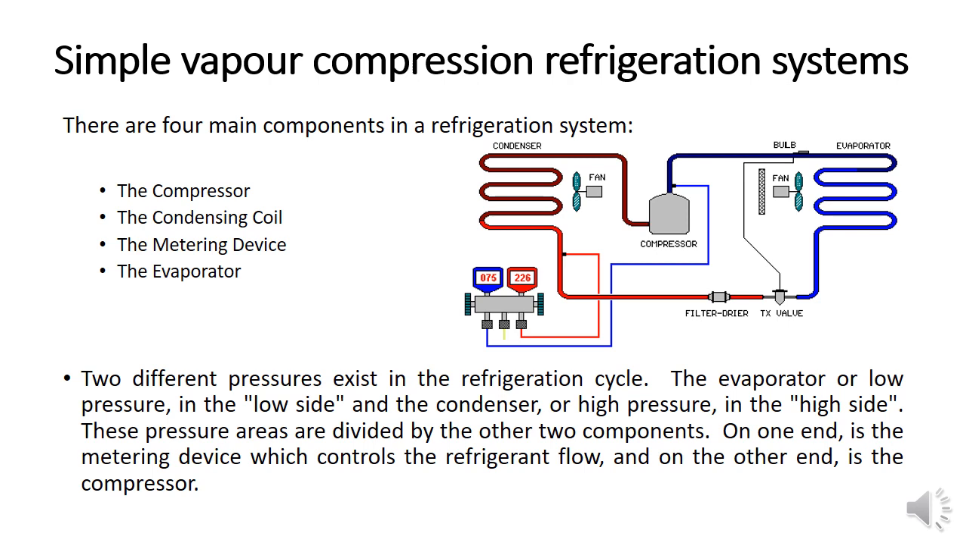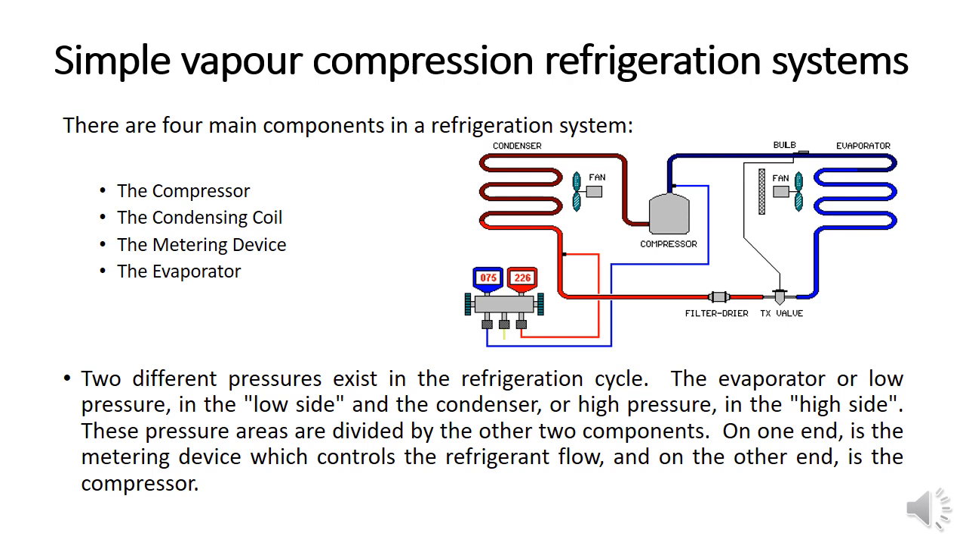In this refrigeration cycle, two different pressures exist. One is the evaporator, the low pressure side, while the condenser is known as the high pressure side. Low pressure evaporator, high pressure condenser. The evaporator is represented as green. It is used to circulate the low temperature zone, while the condenser is represented by the high pressure zone, which is related with the high temperature zone.